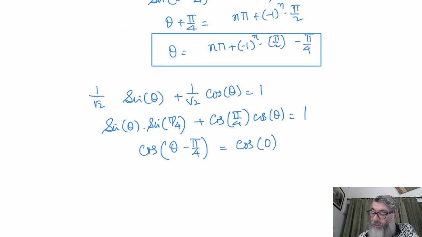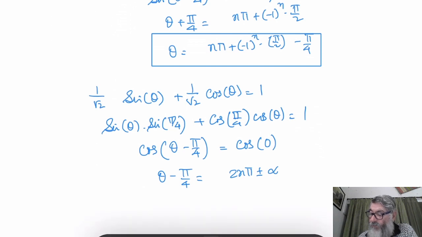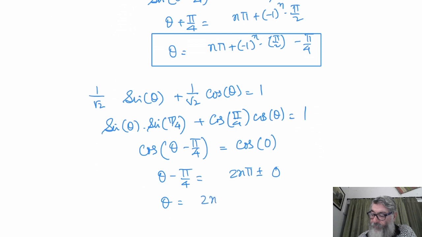So what will I get? I'll get theta minus pi by 4 is equal to 2n pi plus minus alpha. Alpha is 0 here. Or theta will be 2n pi plus pi by 4. You will transfer this to that side, it will become like this.